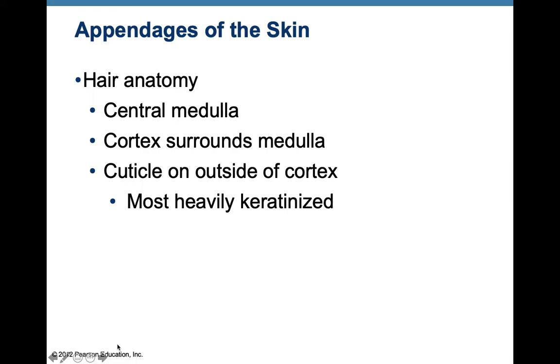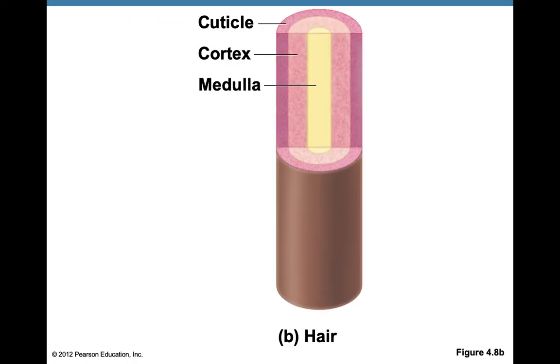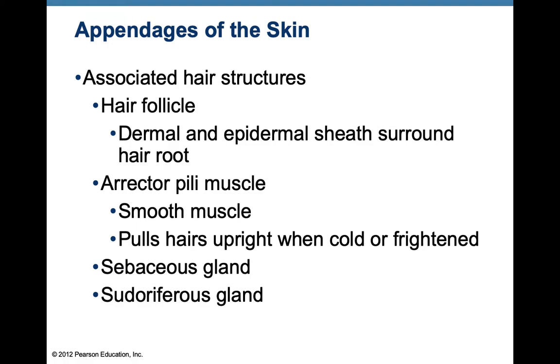Hair anatomy, it's got the central medulla, and we saw that in the picture I drew on the board. Sometimes you can see a line in the medulla, sometimes you cannot. Cortex surrounds the medulla, and then the cuticle is on the outside. The cuticle of the hair does have scales on it with different patterns. Cuticle is the most heavily keratinized because it's waterproofing it, it's protecting the hair. When the cuticle itself is damaged, then that's when you have split ends, etc., and the hair doesn't stay in its normal shape.